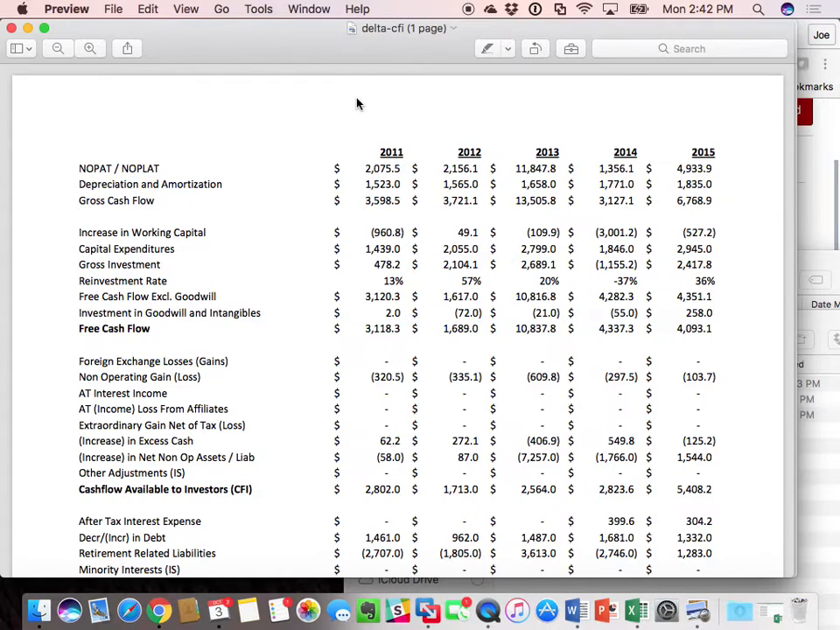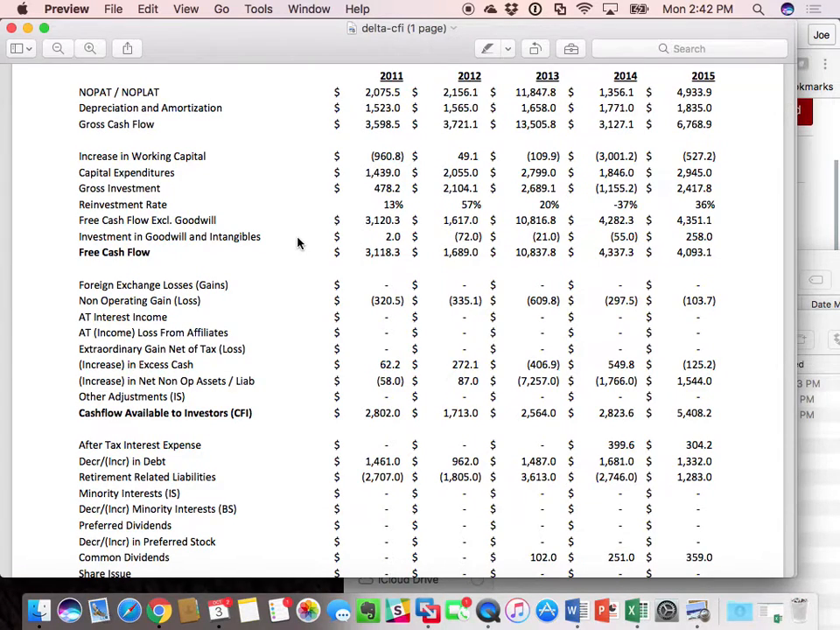Now, they had $4 billion worth of free cash flow in 2015. What did they do with it? Because if you don't reinvest, what do you do? You pay it out. And if you don't completely pay it out, you put it into excess cash. So looking at the free cash flows over the 5 years and looking at the change in excess cash, did they put it all in the bank? Is all that free cash flow in excess cash?